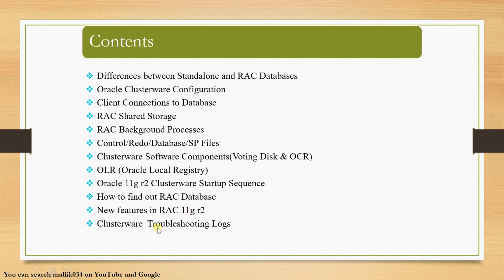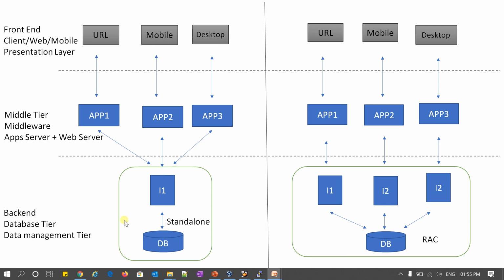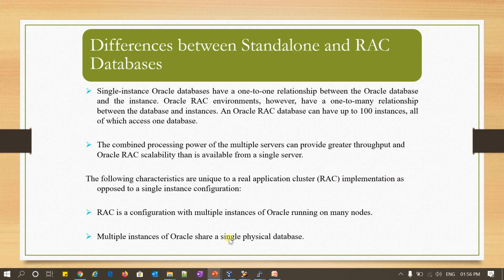and Clusterware troubleshooting logs. On the difference between standalone and RAC database: obviously the standalone is a one-to-one connection and RAC is a many-to-one connection. A standalone database has one instance and one database, a one-to-one connection. In a RAC database, there are n number of instances connected to one database. The combination of these n instances will give greater throughput for the application or end-user connections.